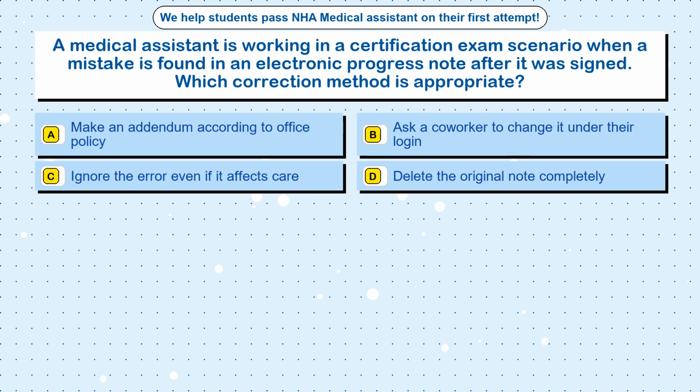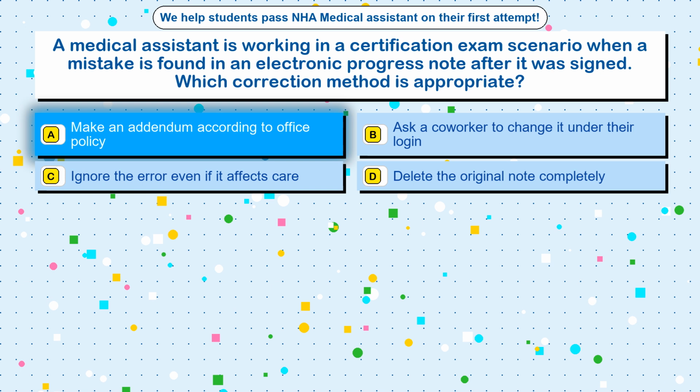Question 20. A medical assistant is working in a certification exam scenario when a mistake is found in an electronic progress note after it was signed. Which correction method is appropriate? Option A. Make an addendum according to office policy. Option B. Ask a coworker to change it under their login. Option C. Ignore the error even if it affects care. Option D. Delete the original note completely. The correct answer is option A.